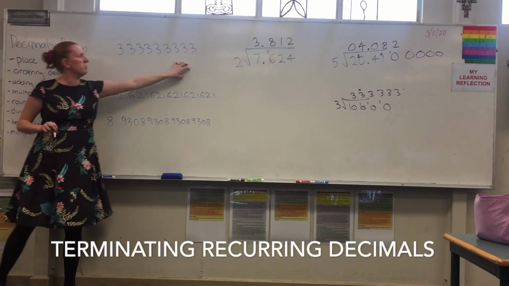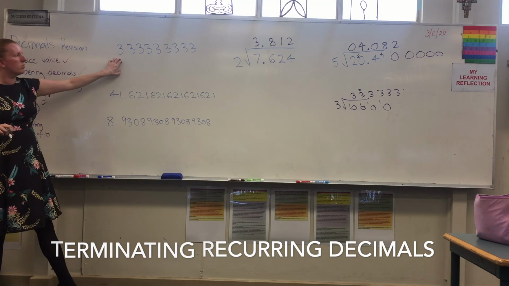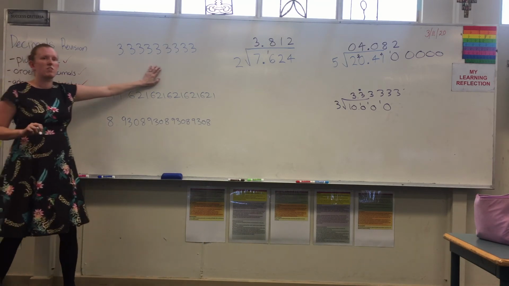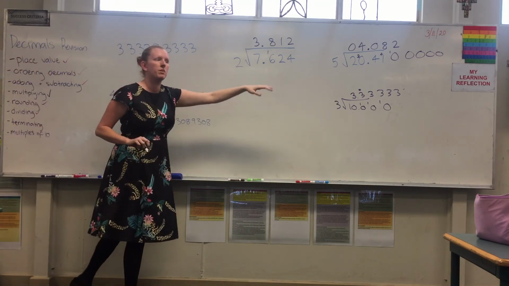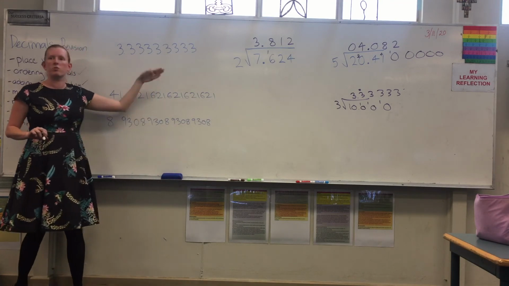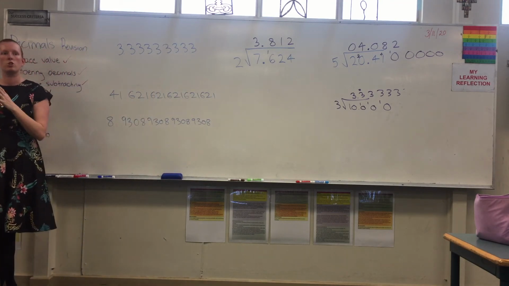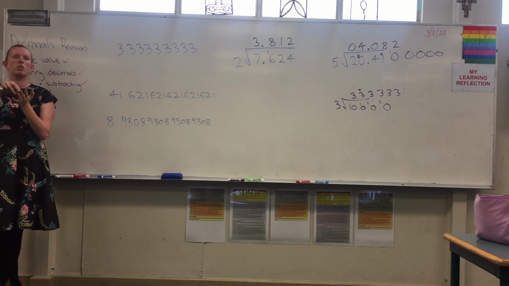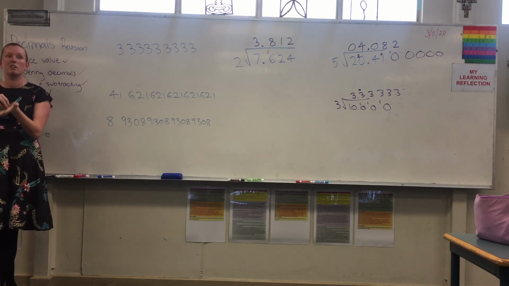Okay, now we want to terminate. So sometimes you'll come up with a number where it just repeats forever and ever. But I don't want to have to write a billion 3's. I want to come up with a short way that we'll write it. But I want everyone to know that the 3's do continue. I'm just not writing them.